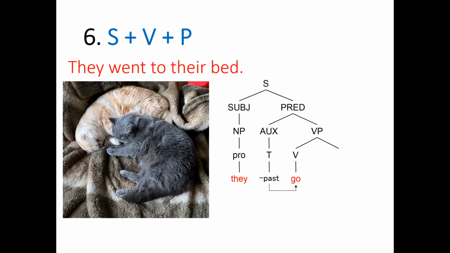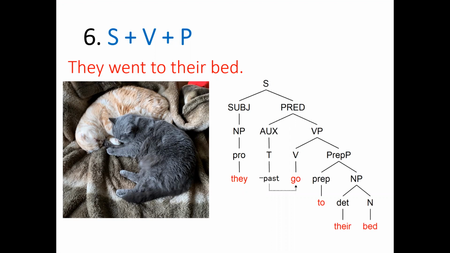As this is a required element that is necessary to complete the verb argument, we generate our prepositional phrase directly from the verb phrase. You can see the prepositional phrase consists of, naturally, a preposition, and its particular realization here, to. Next, we have the noun phrase that is comprised of a determiner, their, and the noun bed. So that's the SVP pattern.